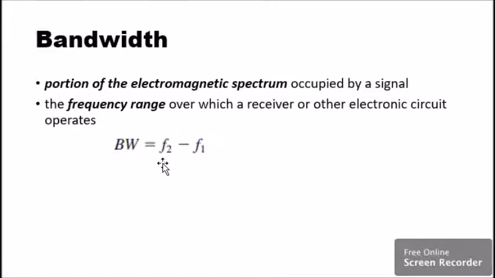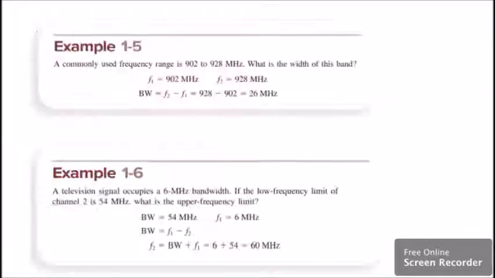Right, so going back to our formula, we are given the bandwidth and the lower frequency, which would help us solve for F2, or the higher frequency limit. That gives us a formula of F2 equal to bandwidth plus F1. So F2 is 6 plus 54, and thus we have the higher frequency limit of 60 megahertz.